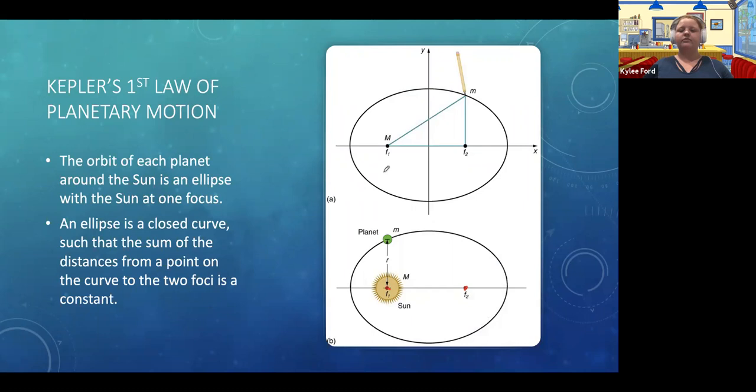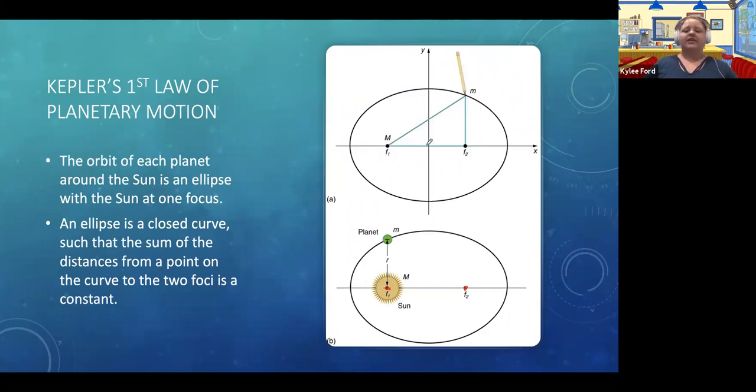Now, what do I mean by focal point? An ellipse is kind of a funny shape. Hopefully, maybe you guys have taken geometry in the past. An ellipse is just a circle with two focal points. So it's kind of like a stretched out circle, like an oval or maybe an egg shape. That's what an ellipse is.